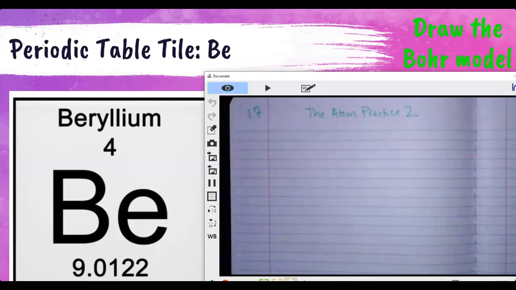All right, this is an element tile over here for beryllium. I just took that one element off of the periodic table, right? So we have the spelled out name, we have the atomic number, so number of protons, we have the element symbol, and we have the average atomic weight.